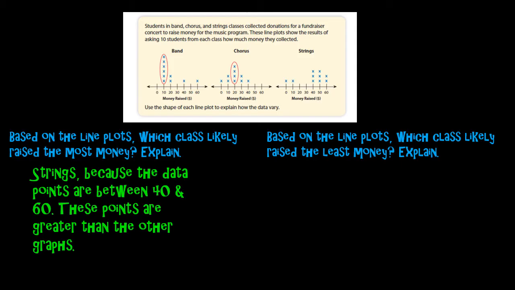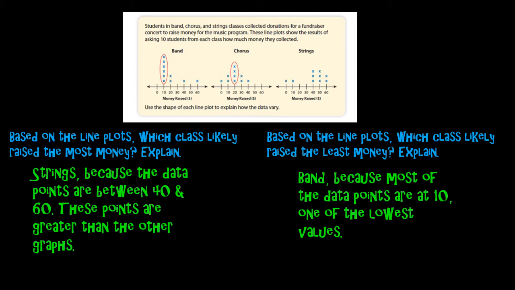Based on the line plots, which class likely raised the least money? Explain. Again, I want to look at all three. We can eliminate strings because we've decided it raised the most. So we want to look and see which one has X's that fall in the smaller range of money. Therefore, band probably raised the least amount of money because most of the data points are at 10, which is one of the lowest values on the line plot.